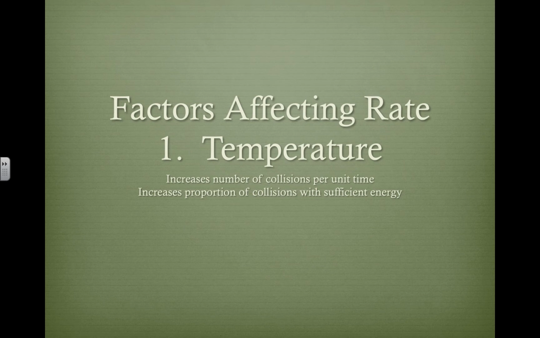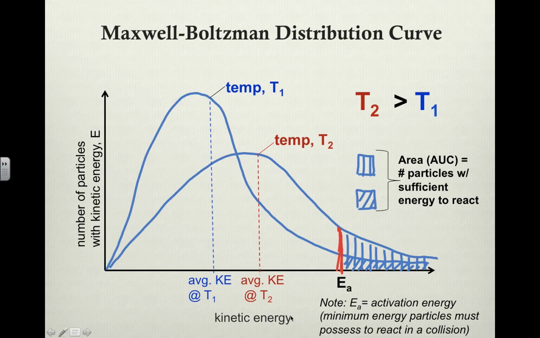The rule of thumb is that a 10-degree increase in temperature, 10 degrees Celsius or Kelvin, doubles your reaction rate. And here's why. It increases the number of collisions per unit time. In other words, it increases the frequency of collisions because all those particles are moving at greater speed. And two, it increases the proportion of collisions with sufficient energy. If here's our activation energy, at higher temperature we have a greater proportion with sufficient energy.